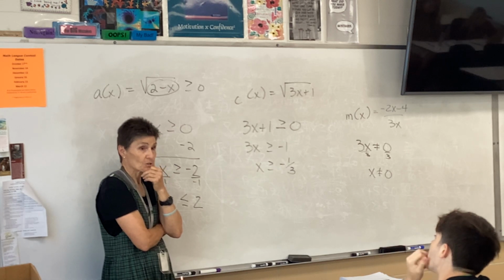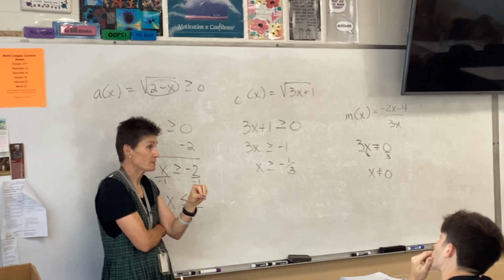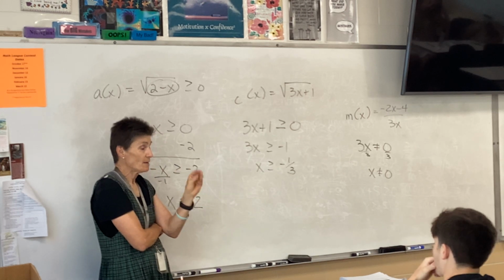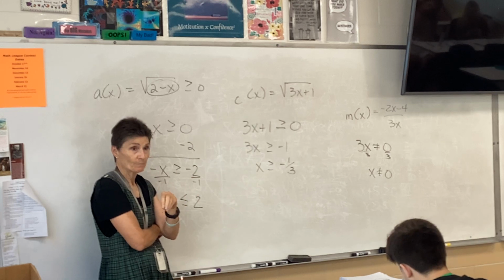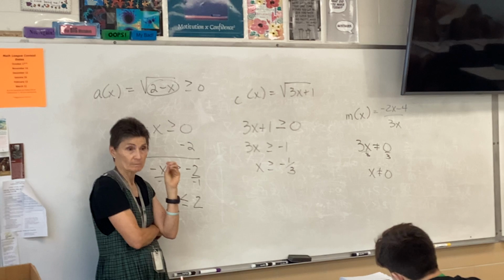Okay, so it's super simple. Domain questions are super simple. Denominator cannot be 0. Whatever's under the radical greater than or equal to 0.